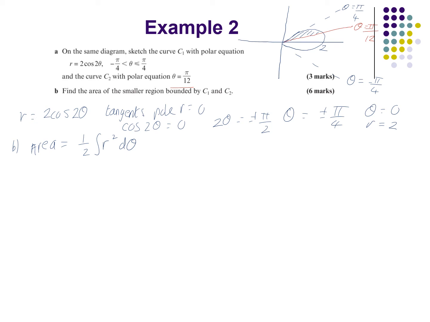Reason being, if I was to draw all of that curve, then don't draw this on. If I was to draw all of that curve, I would have a bit over this here with another tangent to the pole like that. There is no curve drawn here, but the only reason there's no curve drawn there is because r equals 2 cos 2 theta is negative there. Remember, we don't draw the negative values of r.